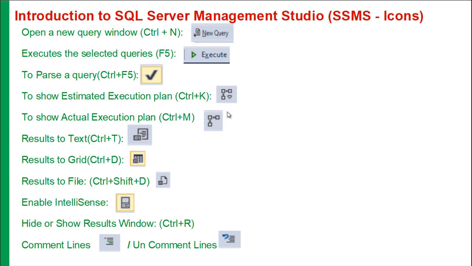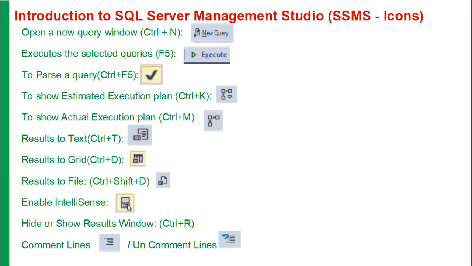These plans are used when you are fine-tuning your queries or doing performance tuning. If you want to show the results in a text format, click on this particular button. If you want the results in grid format, click on this button. If you want to export the result set data into a file, press this icon. These are the keyboard shortcuts which I have listed here.